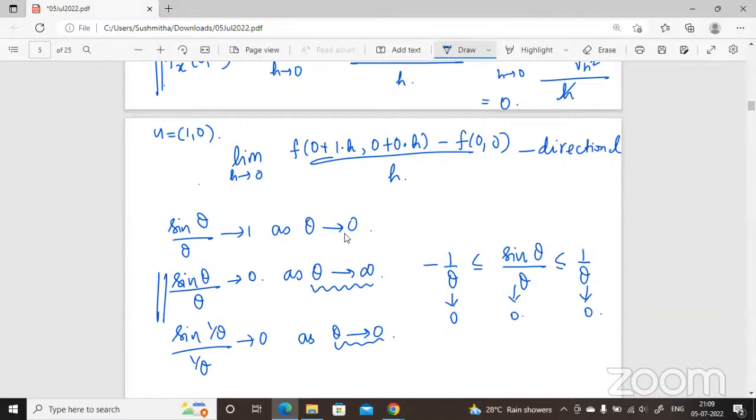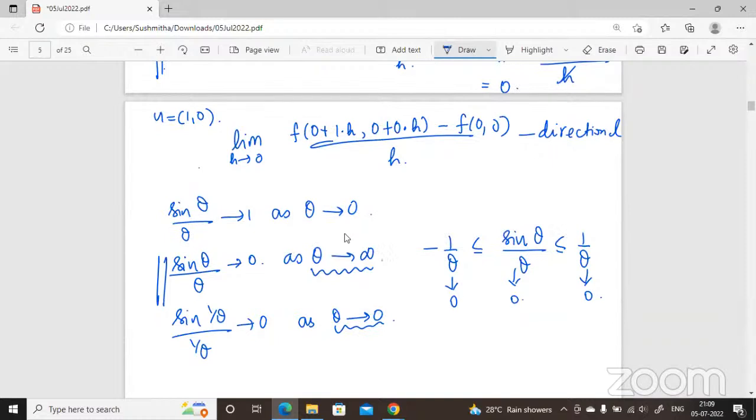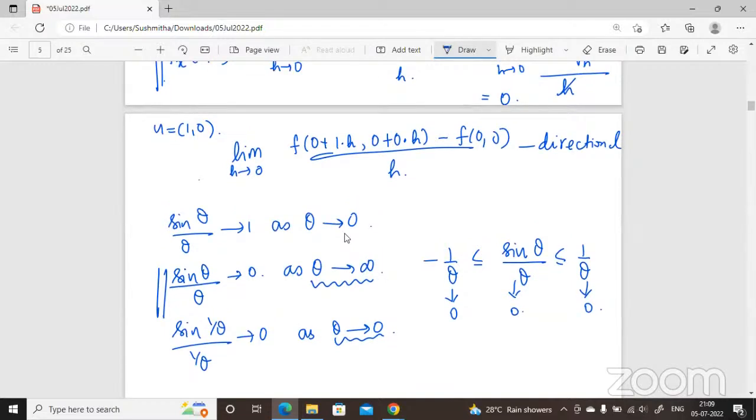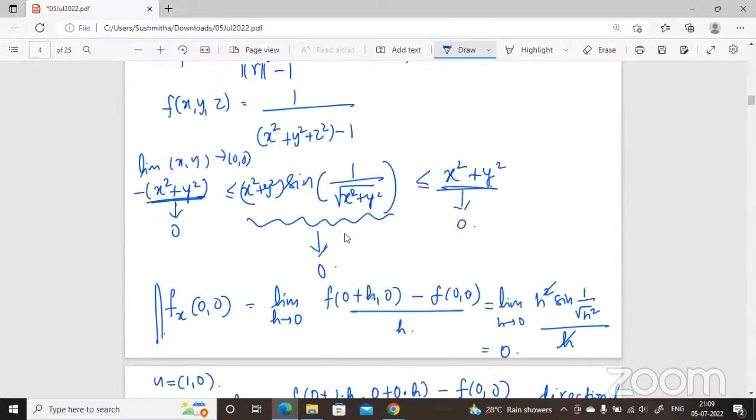Hello, ma'am. Could you go to question number 9? Ma'am, for such type of piecewise function, we should only use the definition of partial derivative. Such type of piecewise, wherever there is a split. Yeah.